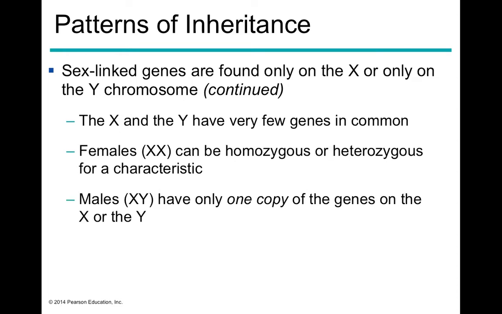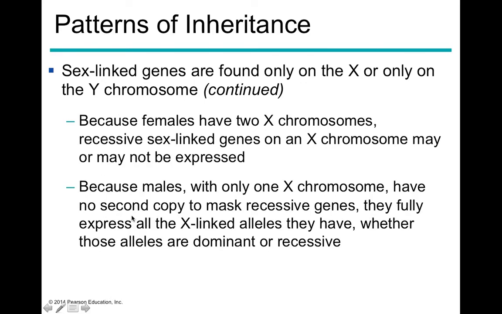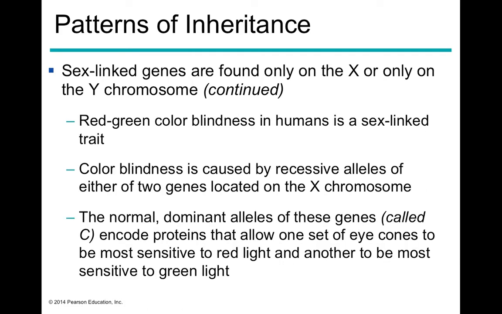And if the X and the Y have very few genes in common, that means that females, you can be homozygous or heterozygous for whatever characteristic is carried on that X, but men, you're hemizygous. That means you only have one copy, and what that copy says goes. Right? Males with only one copy of that X chromosome, you have no second copy to mask whatever recessive allele might be present, so you fully express any X-linked allele that you have, whether the allele is dominant or recessive. So there's no way for it to have any interplay.